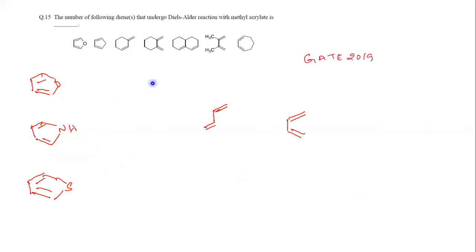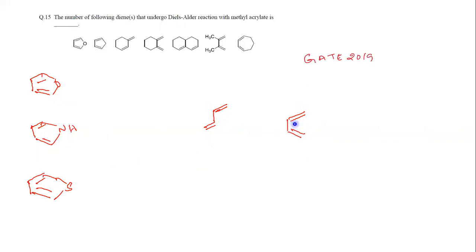And this was again asked in the GATE 2019 exam. The number of following dienes that undergo Diels-Alder reaction with methyl acrylate. The condition for the dienes to undergo Diels-Alder reaction is they must be s-cis. So this is an s-cis double bond, and this is an s-trans double bond. In case of s-cis, the two double bonds must be cis. And in case of s-trans, if you look about this sigma bond, these two double bonds are trans to each other. So this is an s-trans diene.